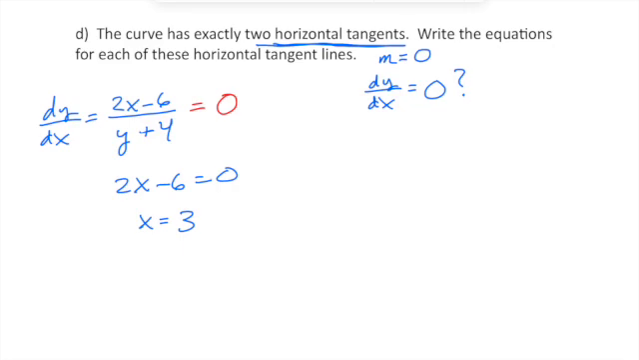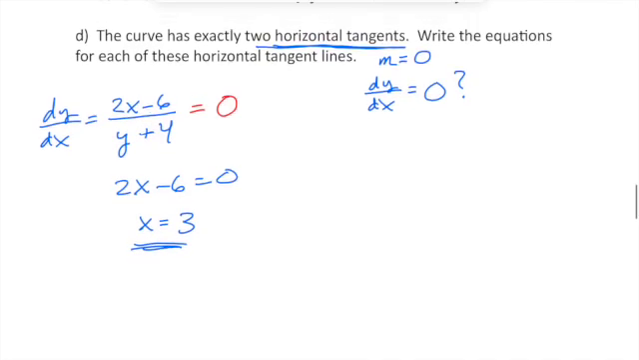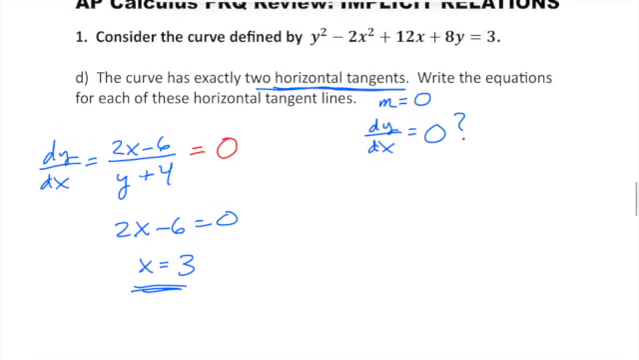It says write the equations of those, and it says I'm supposed to get 2. Well, when you need to write the equation of a tangent, you need the point, right? I already know the slope. In effect, it's 0, but I don't have the point. Well, where do we get the point from? The y-coordinate, that is, to pair with that 3?